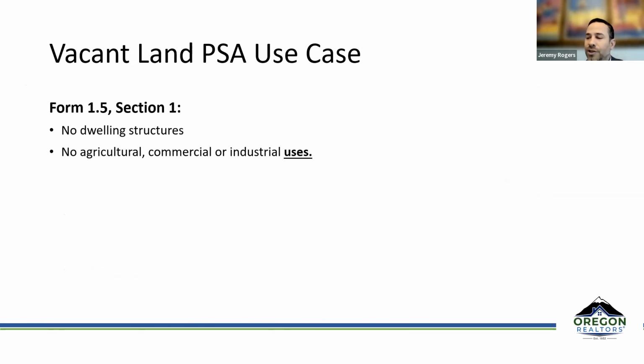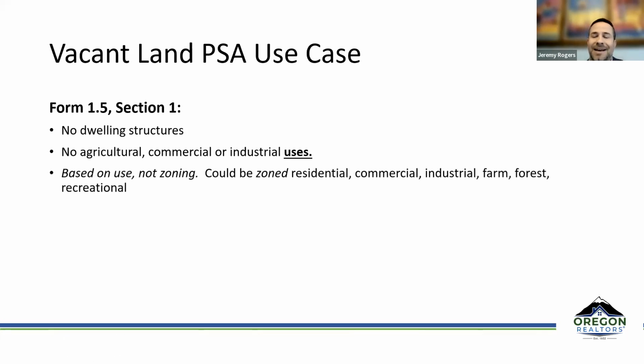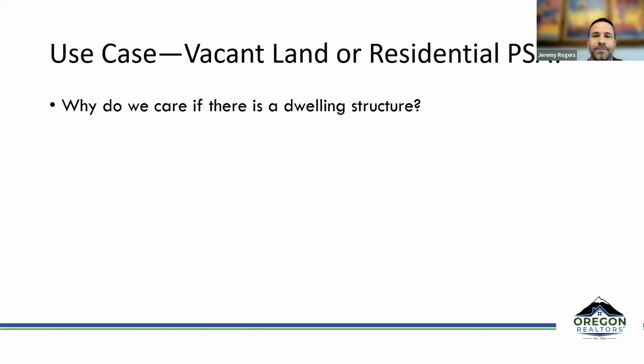Now, I want to highlight the word uses because that is how we are distinguishing between which form you should be using. It's not based on zoning, it's based on use. So you could use the vacant land agreement for a residential, commercial, industrial, farm, forest, recreational zoned land. It's really about the use of the land that is going to dictate which form you use.